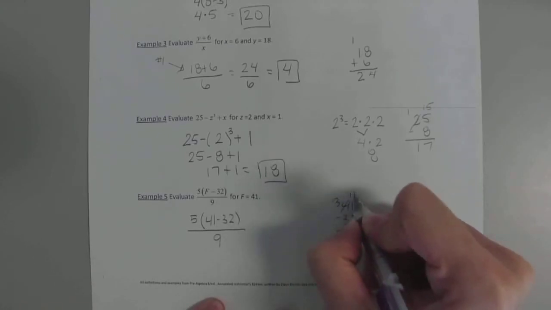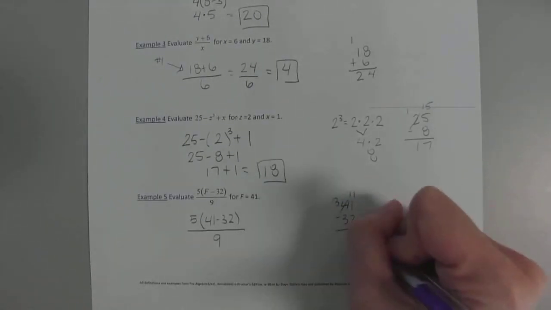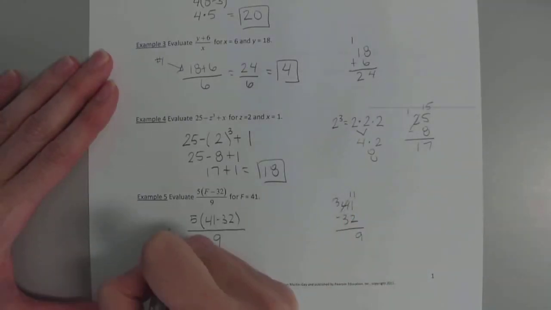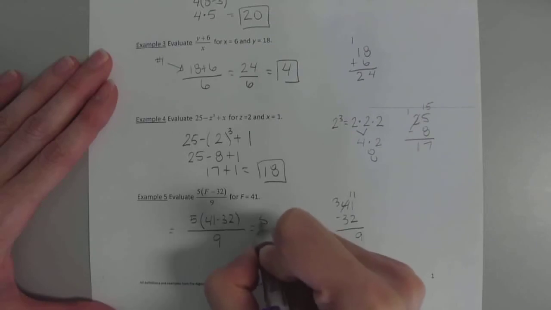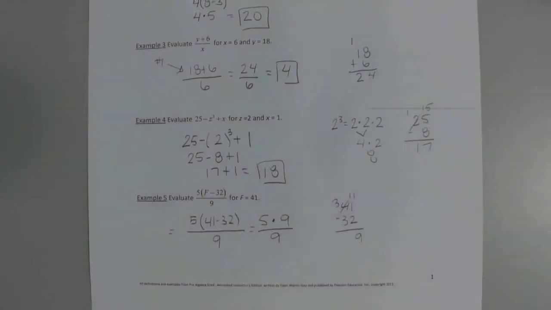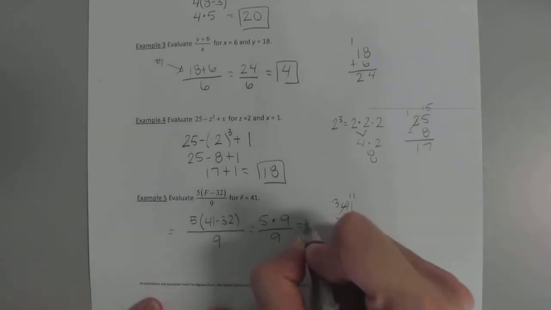I got to borrow, so it's 11 minus 2 is 9, right? So it's kind of hard to start writing these, isn't it? Okay. 5 times 9 over 9. Is that okay? My own work's going to kind of get in my way here, I think, okay? What do we need to do next? Clean up the top. I know you might see something, but we're not going to talk about that yet until we get into fractions. So what's 5 times 9? 45.